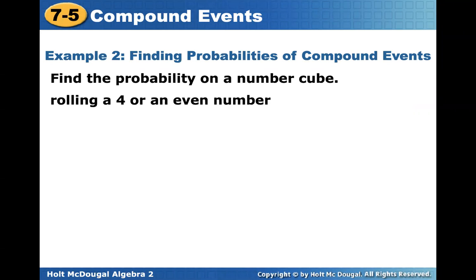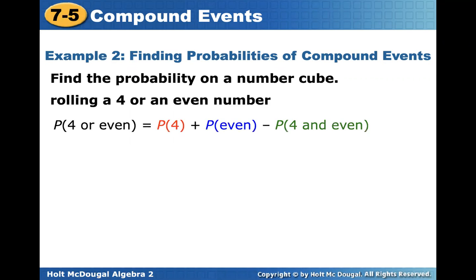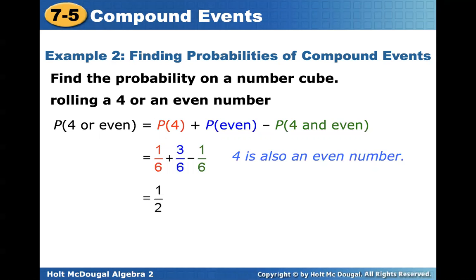All right, so here's an example of compound events. Find the probability of a number cube rolling an even number or a 4. Those are inclusive, right? Why are those inclusive? Four is an even number, exactly. So we have to find the probability using our second formula. Probability to get a 4 is 1/6. Probability to get an even number is 3/6. And there is one of the 6 numbers that is 4 and even at the same time. So that's going to work out to be 1/2. This is for compound events that are inclusive.